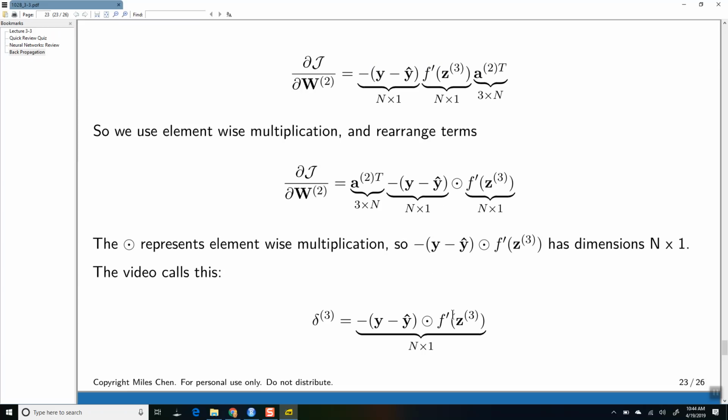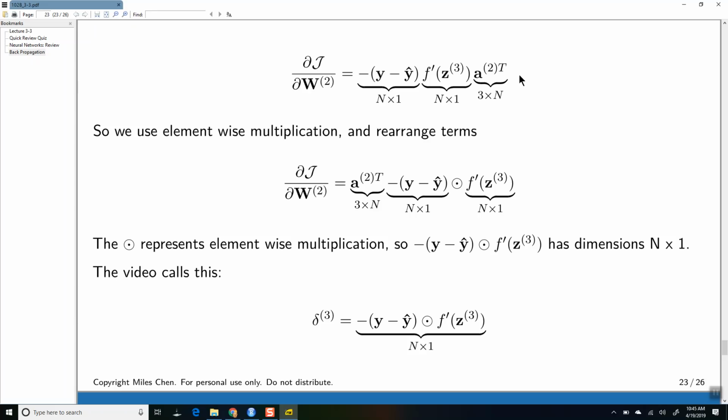Here I've got the n by 1 and the n by 1. I use this symbol to represent element-wise multiplication. I was trying to look online for what the exact symbol is, and not a lot of people use this, and it's not consistent in every textbook.